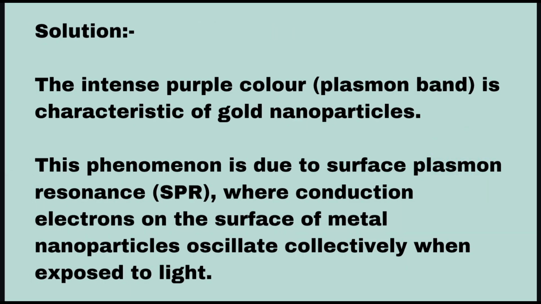The intense purple color plasmon band is characteristic of gold nanoparticles. This phenomenon is due to surface plasmon resonance (SPR), where conduction electrons on the surface of metal nanoparticles oscillate collectively when exposed to light.